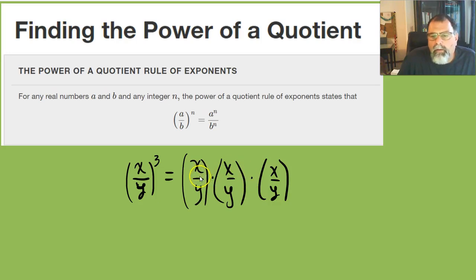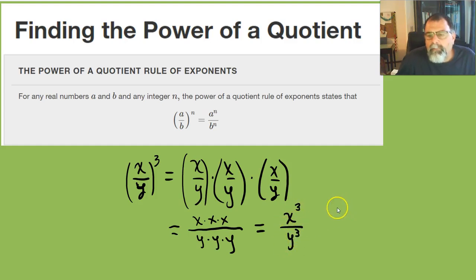Now think about multiplying fractions. The way you multiply fractions is you just multiply straight across, right? So the numerators and the denominators. So we have x times x times x over y times y times y. And then on the numerator, on the top, we've got x to the third, denominator, y to the third. So basically we're just going to raise the numerator to the n power and the denominator to the n power. So again, it kind of has that distributive feel, even though it's not the distributive property.